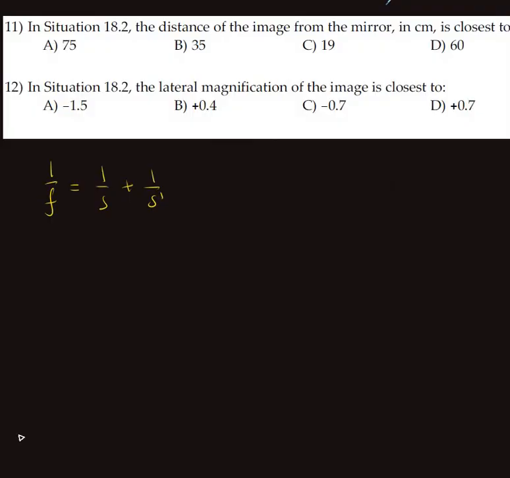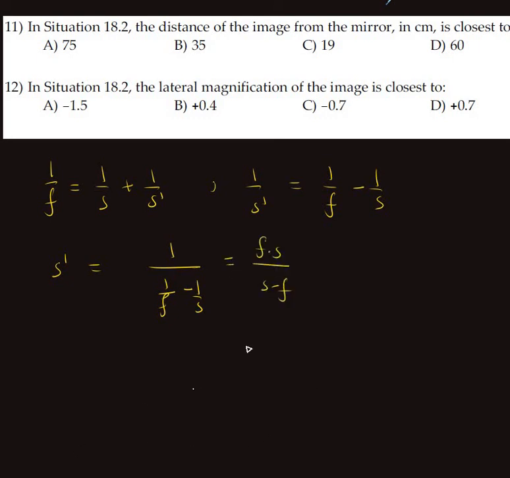You remember the equation for focal length is 1 over f is equal to 1 over s plus 1 over s prime. We're looking for s prime, the distance of the image from the mirror. So solving here, we will get something like 1 over s prime is equal to 1 over f minus 1 over s. Sorry about that. And now finding the reciprocal, we will have that s prime is equal to 1 over (1 over f minus 1 over s).